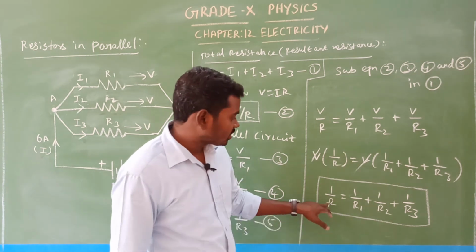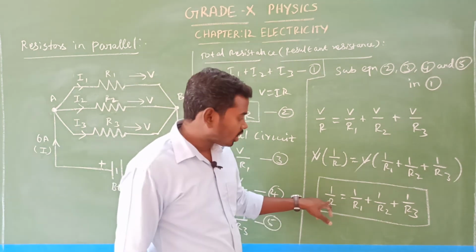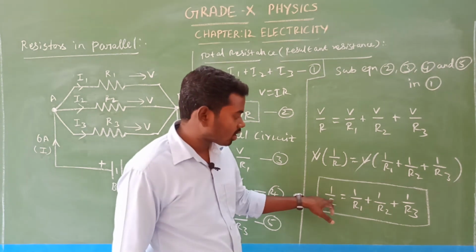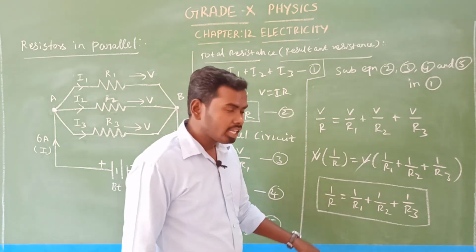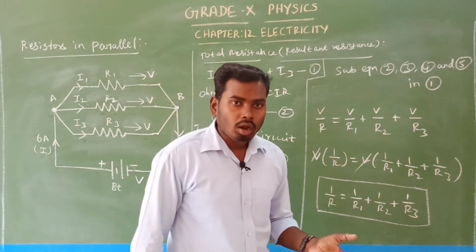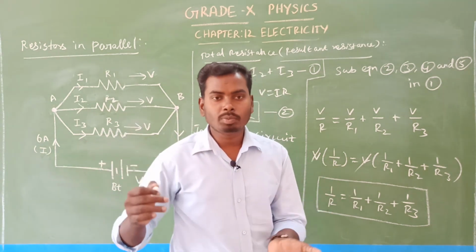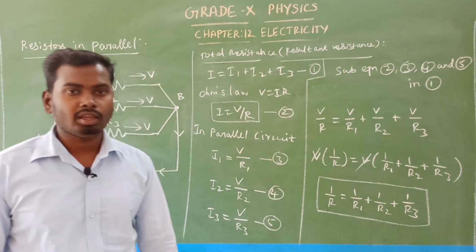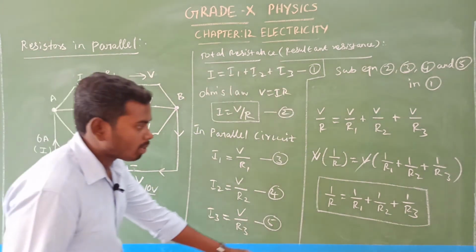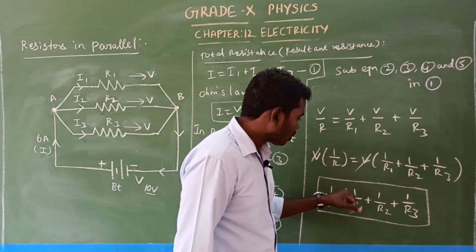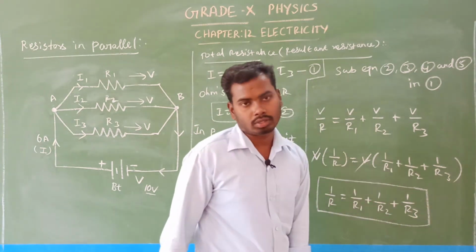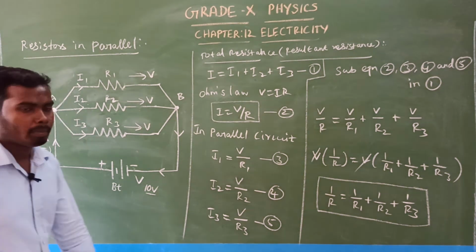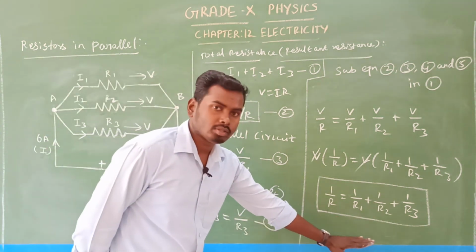So due to which, note this point, for the total resistance, 1 by R, which means the reciprocal of total or combined resistance, is equal to the sum of reciprocals of individual resistances. That's all, students. Very easy one. So 1 by R is equal to 1 by R1 plus 1 by R2 plus 1 by R3. This is a formula to find out the total resistance value.